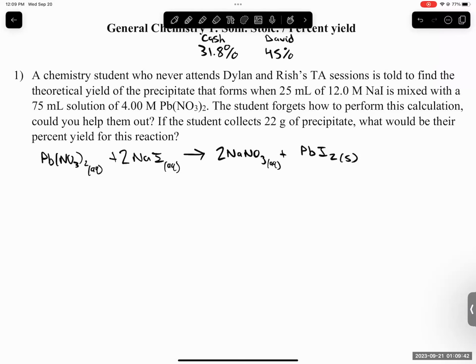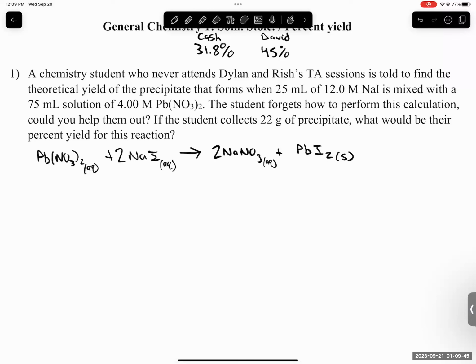What should I do next? Find moles, right? Moles of what? Sodium iodide. And once I find the moles of that, what do I do with that? Multiply by the ratio, because we're trying to find the theoretical yield. We're trying to find the limiting reactant, based on the theoretical yield based on the limiting reactant.